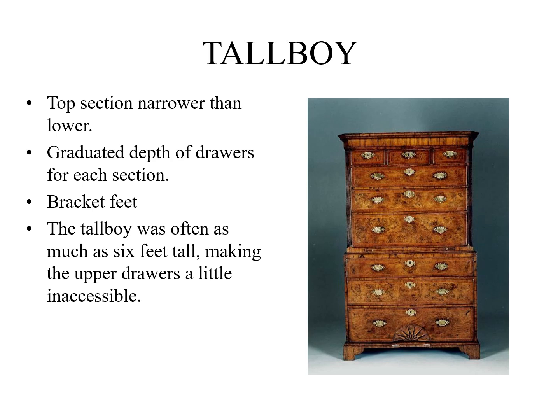This very elegant chest on chest or tallboy was very fashionable during the Georgian time period. This was a piece of furniture that provided plenty of storage space. It has 3 long drawers surmounted by 3 short, narrow drawers in a row in the top half, and 3 long drawers in the lower portion. Its height, often as much as 6 feet, made the upper drawers a little inaccessible.